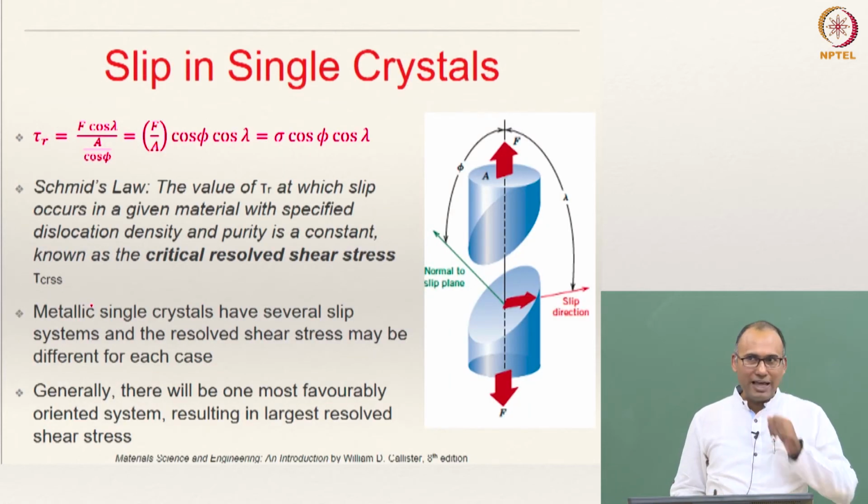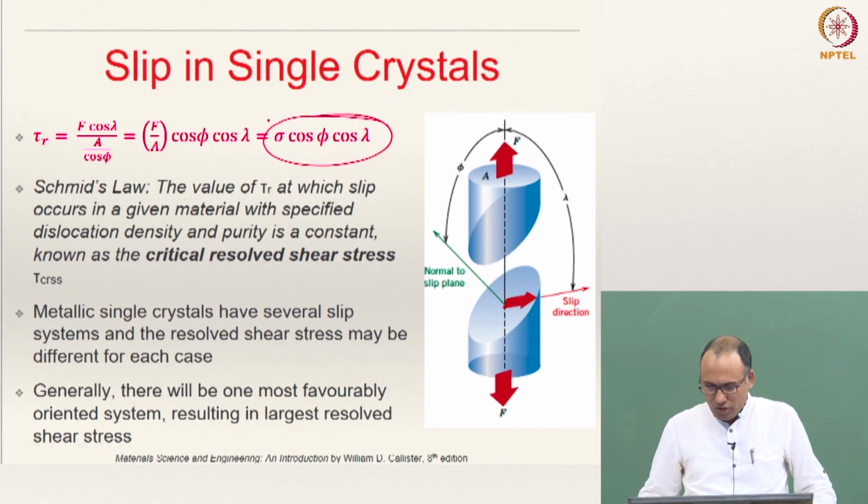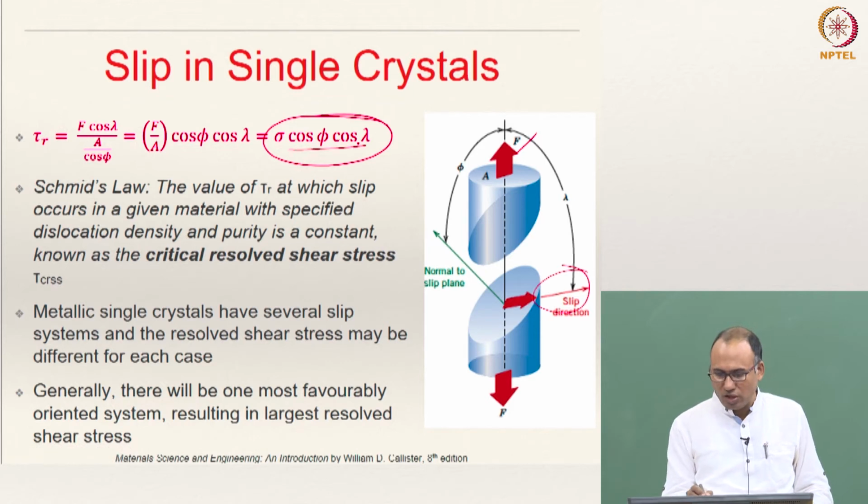So in the last class we derived the expression for resolved shear stress: tau r is equal to sigma cos phi cos lambda, where phi is the angle between the direction of application of the load and the normal to the plane on which you are resolving, on which you want to find the critical resolved shear stress, and lambda is the angle between the loading direction and the slip direction. Once you have that information, you have this geometric factor, cos phi cos lambda, which is called the Schmid factor.